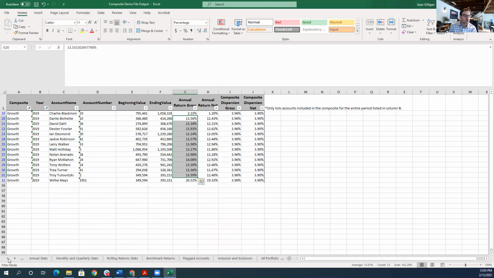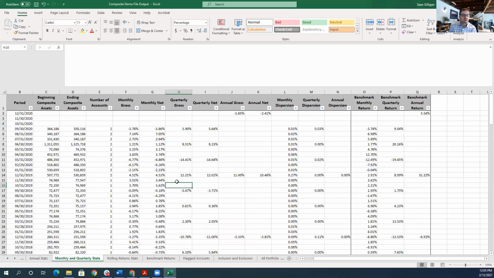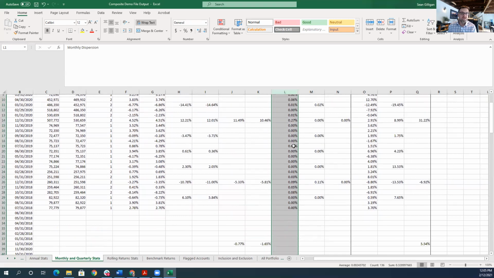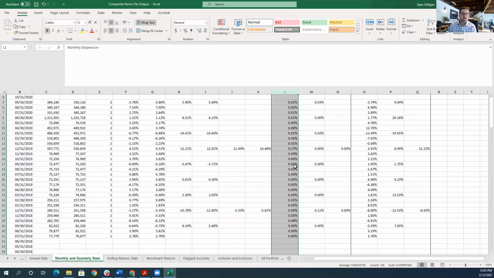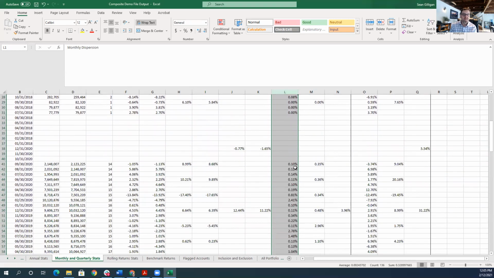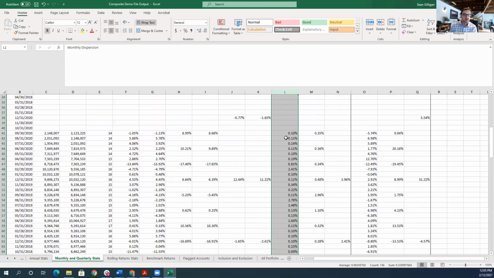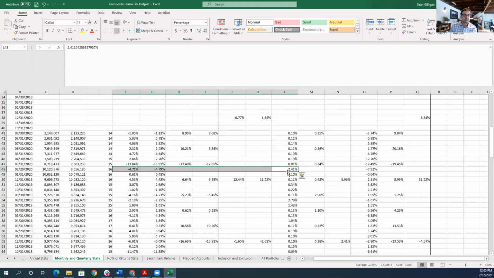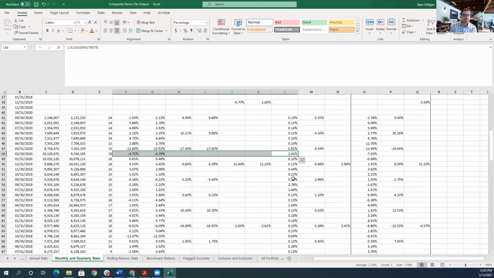One other thing, if you wanted to look at dispersion on the monthly level, that is on this monthly and quarterly stats tab. Again, this is not something that is reported or required for GIPS, but just gives you an indication. There's not necessarily a good or bad number. It's more looking for consistency. So this kind of jumps out. Numbers are pretty low, and then we got a really high month. So something's going on there where an account is different.